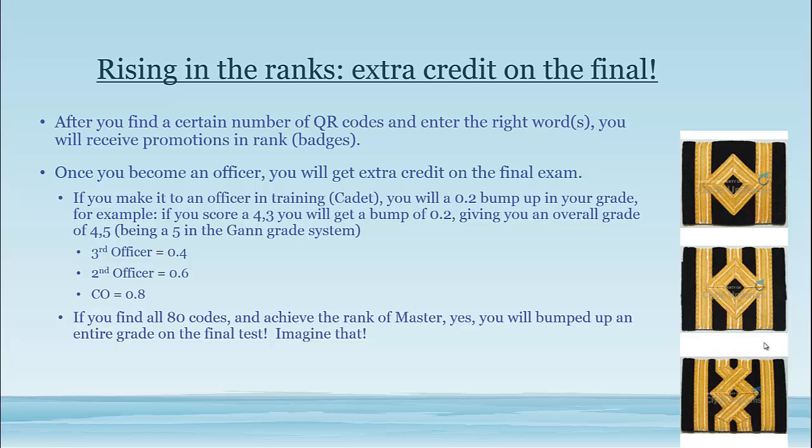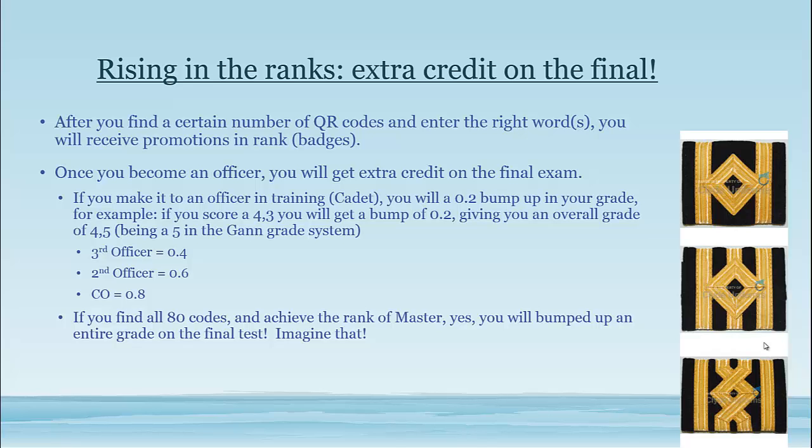If you get to the rank of an officer or officer in training, cadet, I will give you a 0.2 bump in your grade. You have to find a certain amount of codes and answer them correctly. I'm not going to tell you how many, but there's a certain amount. Once you reach that, I will give you a 0.2 bump on the final, which means if you get a 4.3 on the final, you'll get a bump of 0.2, which will give you an overall grade of 4.5, which in the GON system is a 5.